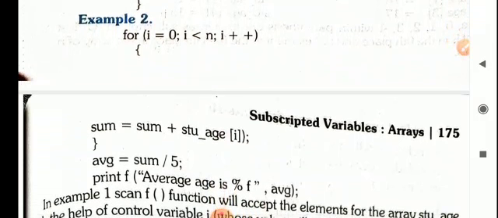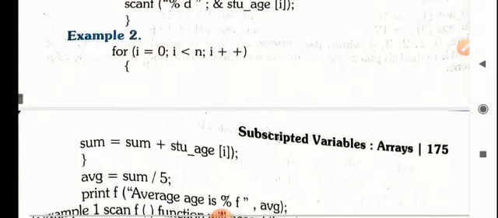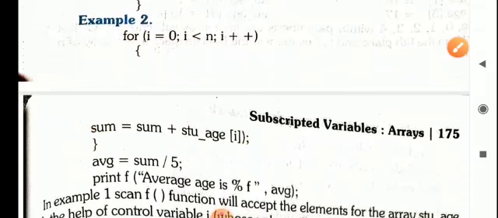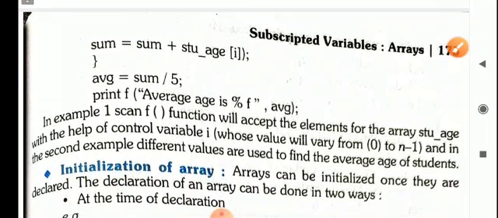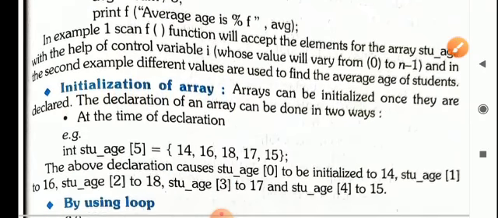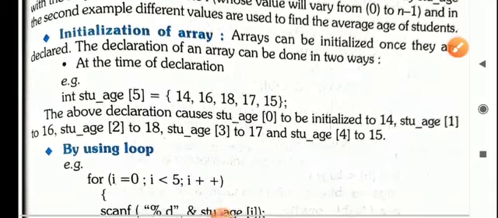Again you can see, whatever the value of I is, that is the index number, and whatever the value of stu age is, that value will be added and stored in the sum. Then after completing this loop, when the entire sum has been done, finally the average is taken out. So this is the way you can calculate the sum and average of the elements stored in your array stu underscore age. Clear?